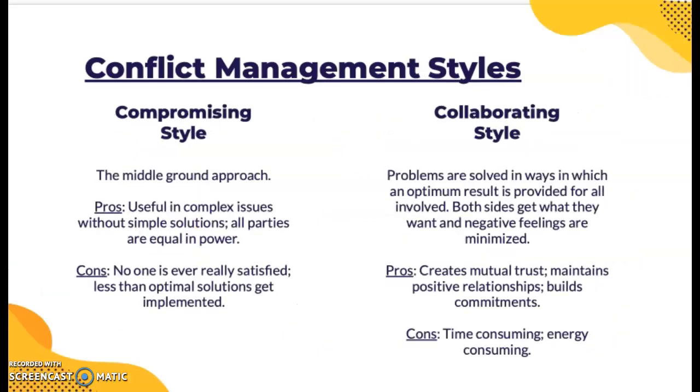The last 2 here. Your compromising style is the middle ground, but again, you lose something and you gain something, so it's useful in complex issues without simple solutions. Okay, every party has equal say and equal power, but no one's ever really satisfied because everybody does get a piece of the pie. And then collaborating, our owl, which is who we want to strive to be. We solve problems in ways with the optimum result for all parties involved. Creates mutual trust, builds relationships, goals are achieved, but it is time consuming and is energy consuming, and that's why people don't tend to do it every day.